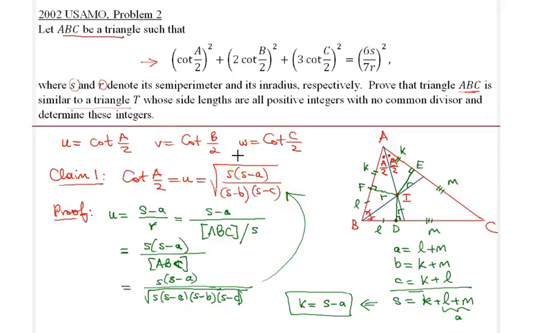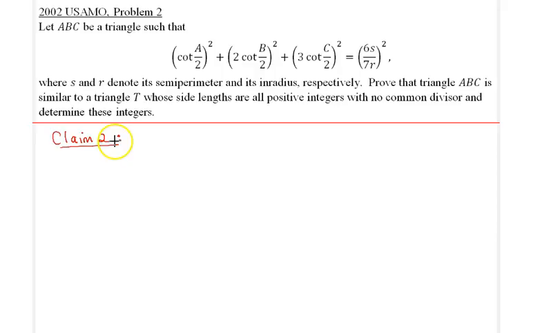So that proves claim 1. Now my second claim, let me open a new page here, claim 2. Obviously here I will start working with this expression. So cotangent A over 2 plus cotangent B over 2 plus cotangent C over 2 is equal to U times V times W, and further that would be also equal to S over R. So let's go ahead and prove this claim as well.